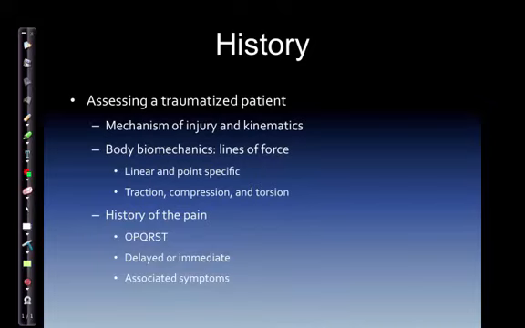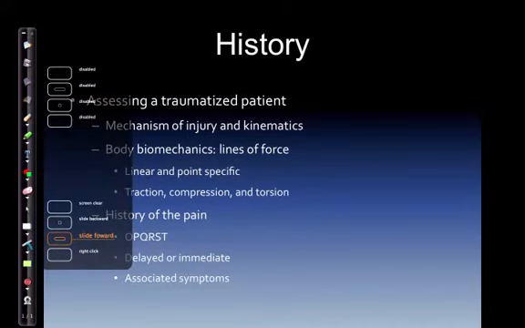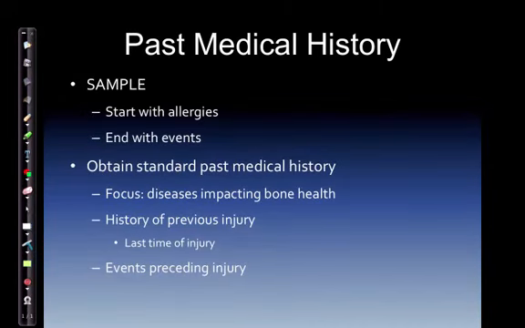We may also get delayed pain as well, and this would be suggestive of inflammation, or immediate, suggestive of a fracture or rupture. And then any other associated symptoms that we have with this: numbness, inability to feel distal extremities, things like that. Past medical history. Start with the SAMPLE, start with the allergies, and end with events.